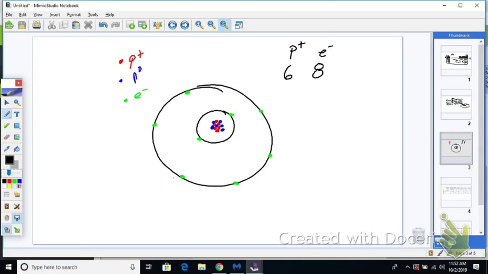Most of the time they're going to be the same, but in this case they're not the same. So there we have 8 electrons. How many neutrons do we have? 6.